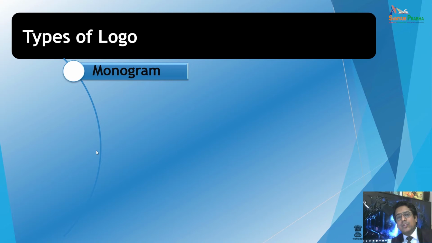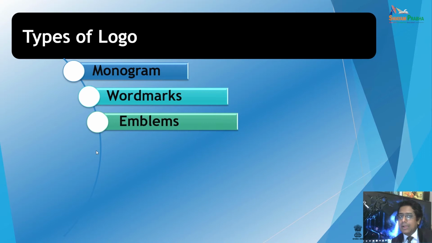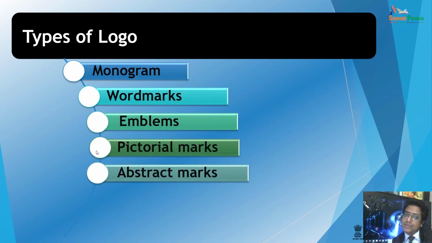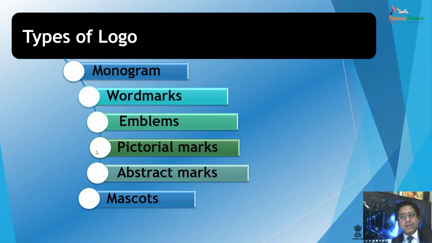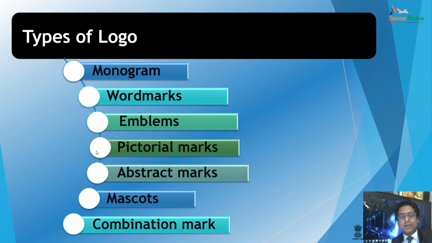So what could the first type of logo be? That is a monogram, right? Second is the word mark, third is the emblems, then pictorial marks, then abstract marks, and the next one is the mascots, and the last one is the combination marks, or you can say combinations of the previously mentioned 6 types of logo. That's a monogram embedded with a word mark, or it could be an abstract mark embedded with a word mark, right? So it's a mixture of all these 6 types of logo, and the final form is known as combination marks.